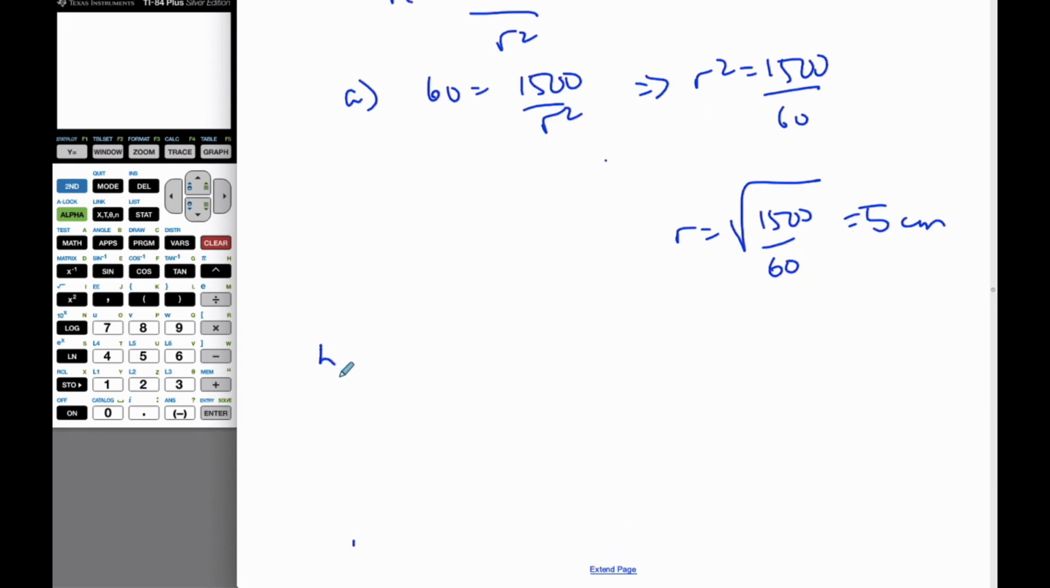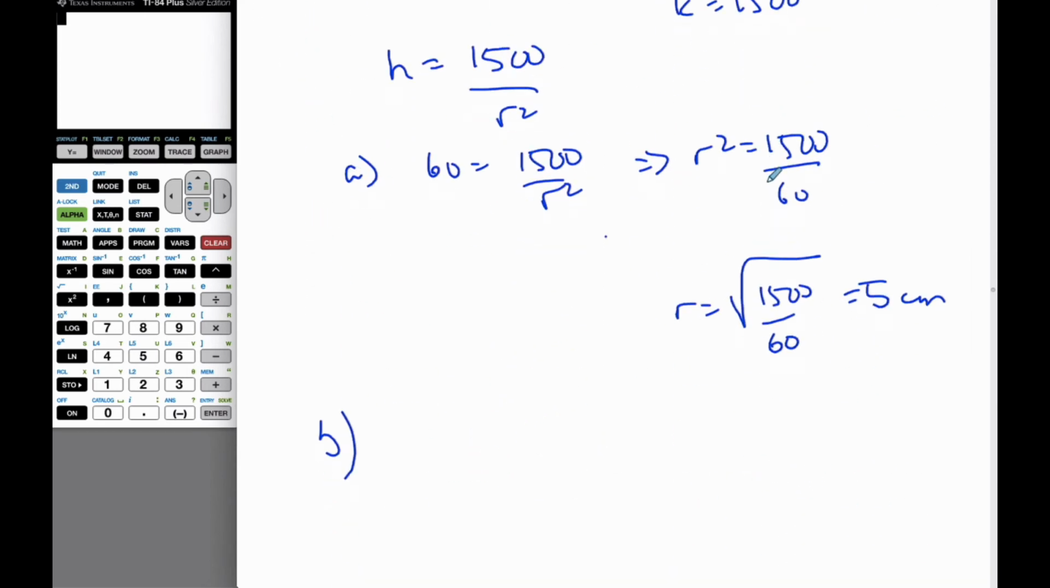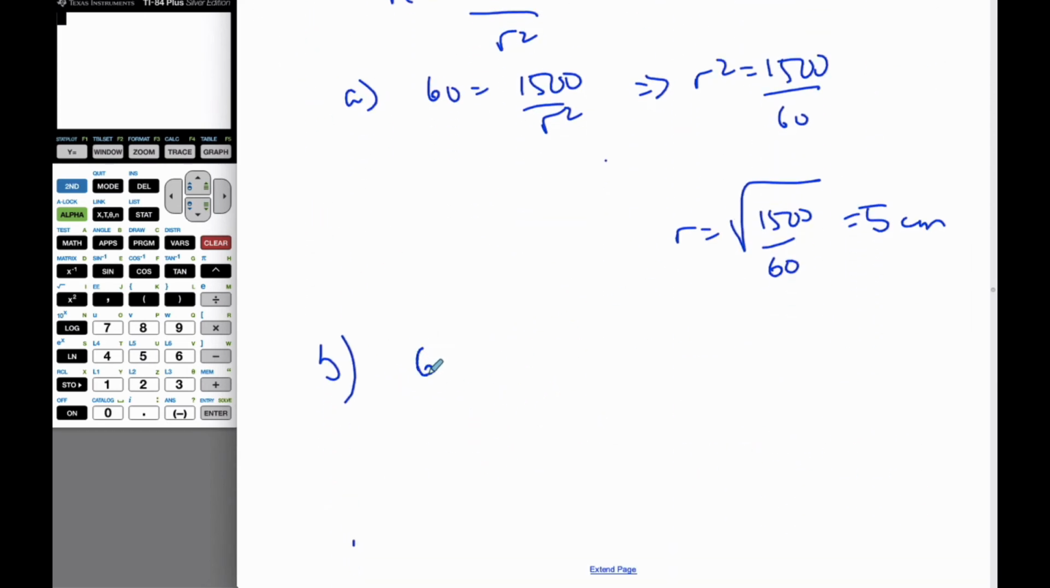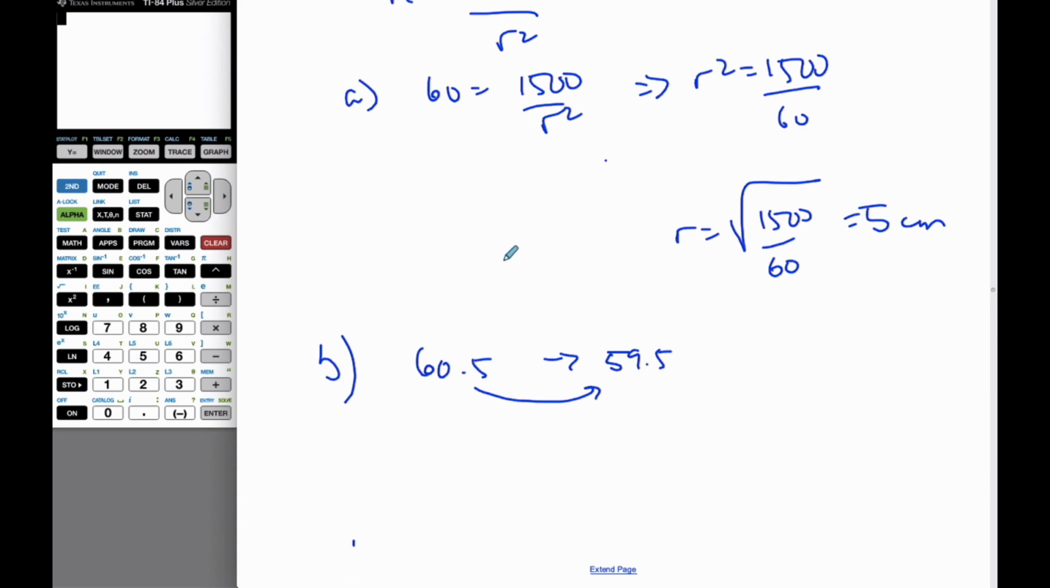Now, the B part says the height of the second cone is accurate to the nearest centimeter. So that means this height is not exactly 60. It means the height could be from 59.5 to 60.5. In this range is where the height could exist. So it wants me to find the range of possible radii.